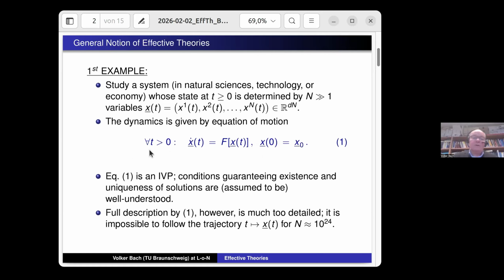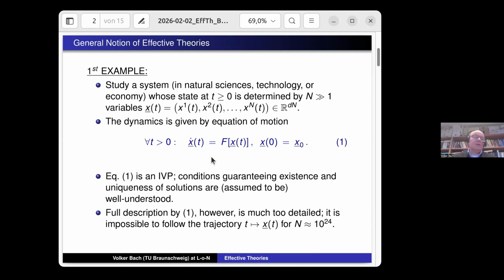This is what is known in mathematics as an initial value problem. It has been studied for centuries, and conditions that guarantee the global existence of a solution and its uniqueness are well known and well understood in various important contexts. So this is not my concern. I assume that we have done this. Let me focus on the bottom line.